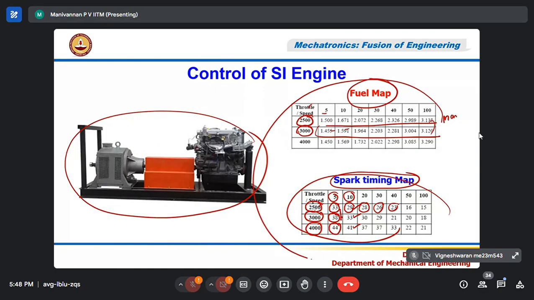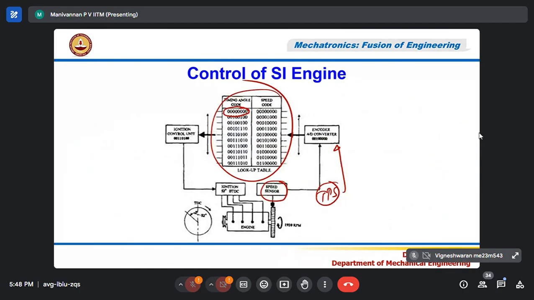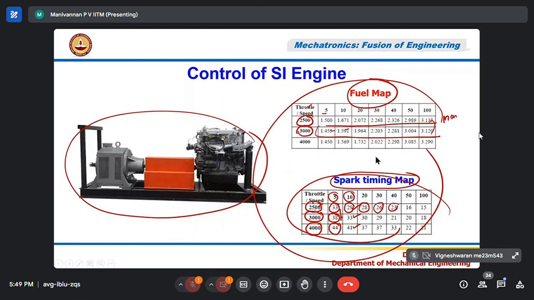You have to develop the map and store it in the ECU and connect it to the actual engine. Based on the TPS sensor and engine speed sensor, the ECU will automatically inject, looking at these values, so that you will get better fuel efficiency, less emissions and all these things. Okay.